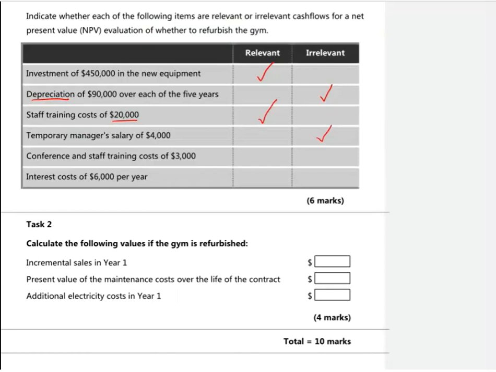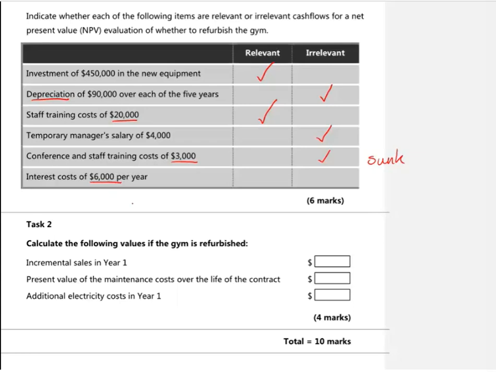With the conference training costs, we're told that $3,000 is money that's already been spent. So it doesn't meet the future criteria, it's what's known as a sunk cost. With the interest of $6,000, this is a common one to come up in the exam.